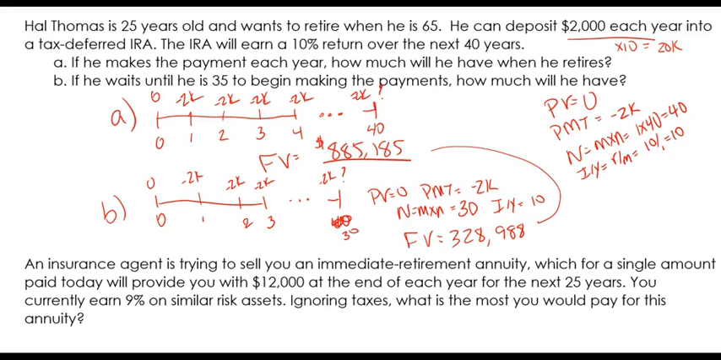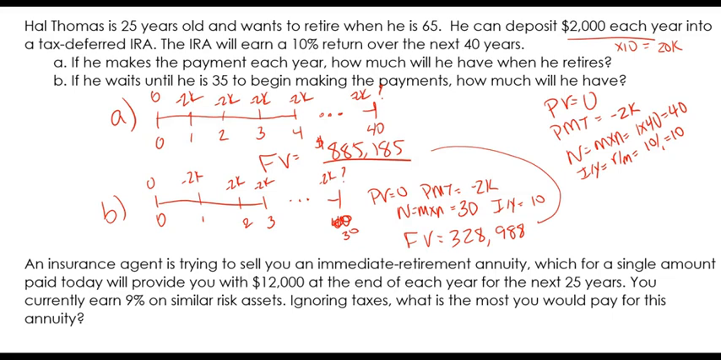Okay, let's look at the next question, number 8, and the final question. An insurance agent is trying to sell you an immediate retirement annuity. For a single amount paid today, you will receive $12,000 at the end of each year for the next 25 years. You currently earn 9% on similar risk assets. Ignoring taxes, what is the most you would pay for this annuity?